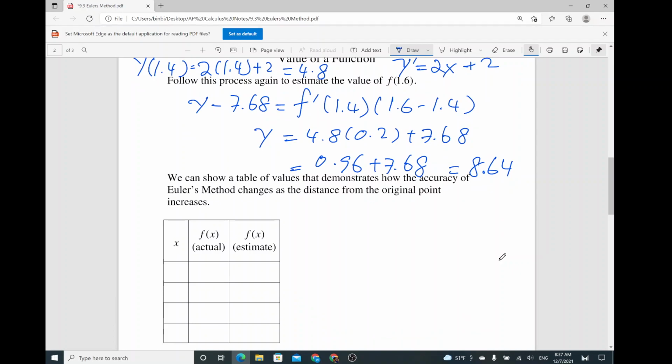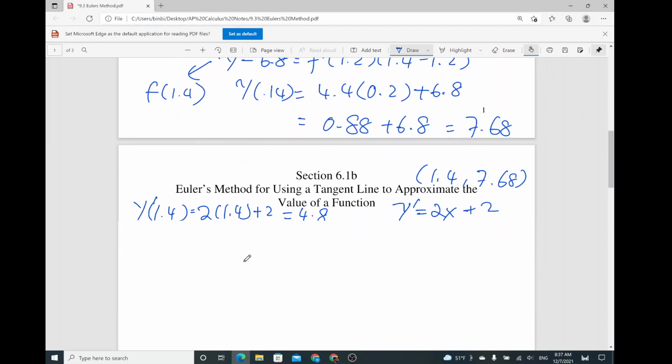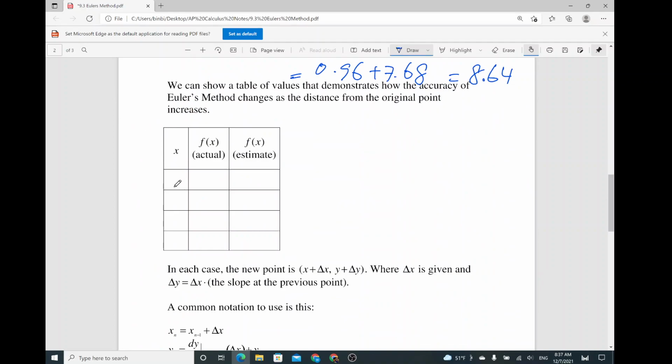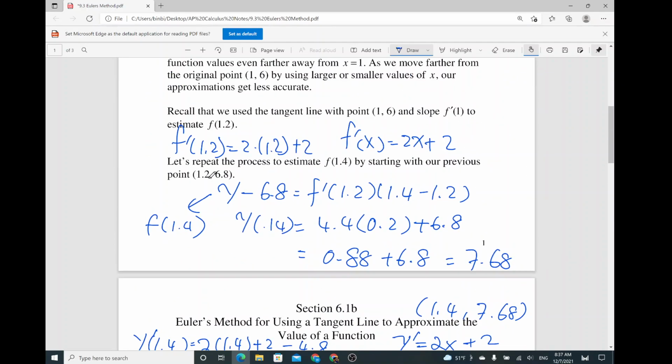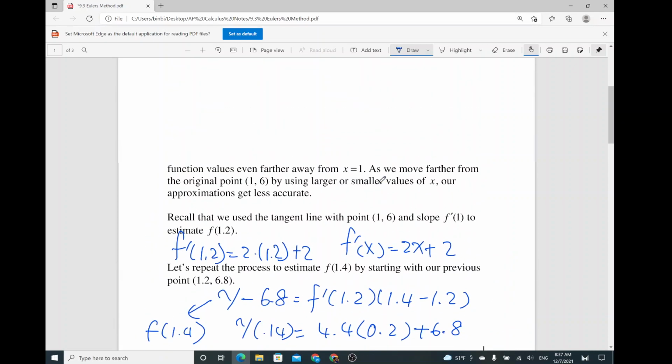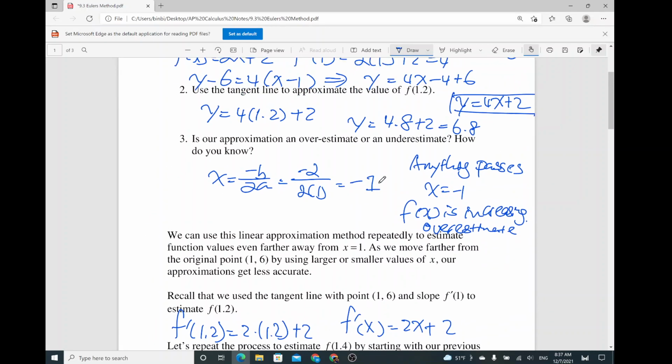Okay, so this is just a comparison, listing all those numbers, the actual value and then the estimate. You started off with 1.2. For 1.2, the one that we found is 6.8.